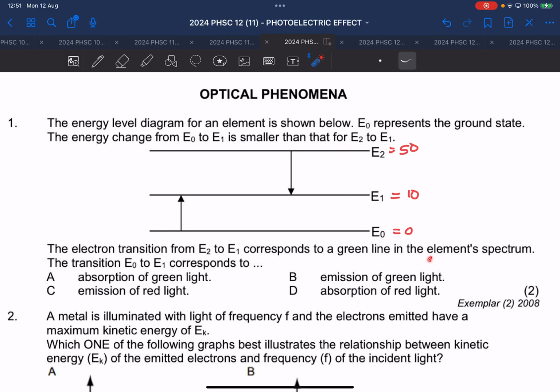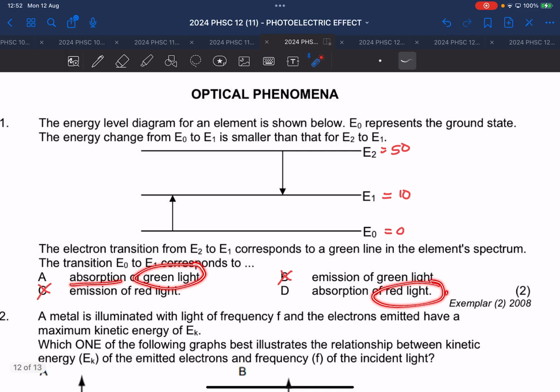In the element spectrum, the transition from 0 to E1 corresponds with what? So it goes up there, it's not going down here. First of all, it goes up. How does it go up? If it absorbs energy. When it goes down, it releases energy, emission. When it goes up, it absorbs energy. So it must be absorption, so it can't be C and it can't be B. Then, absorption of green light or absorption of red light.